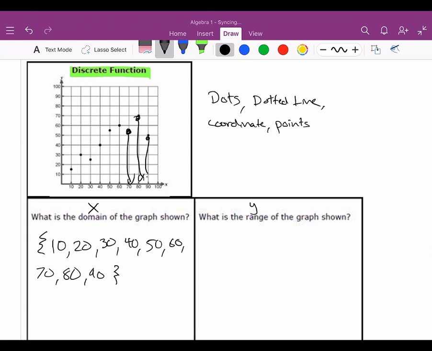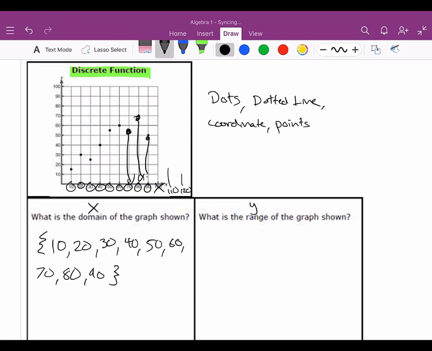The biggest misconception here is you think you need to list every single x value that's labeled, but that is not the case. It does not include 100. There is no point at 100. This label could keep on going to 110, 120.